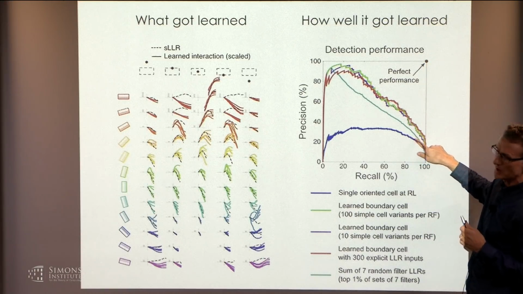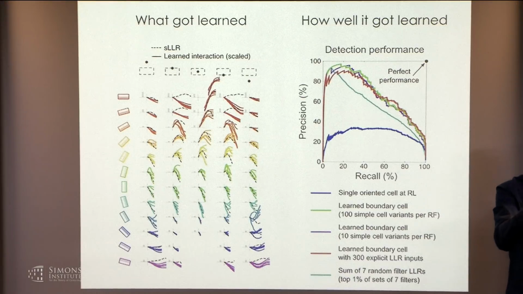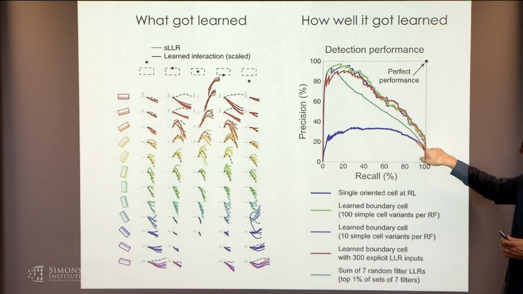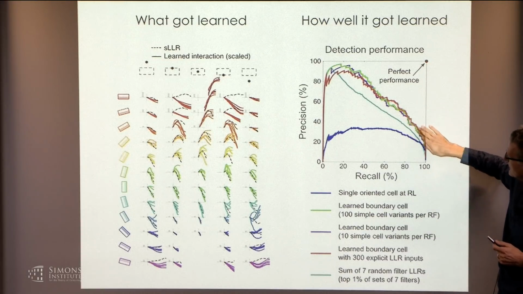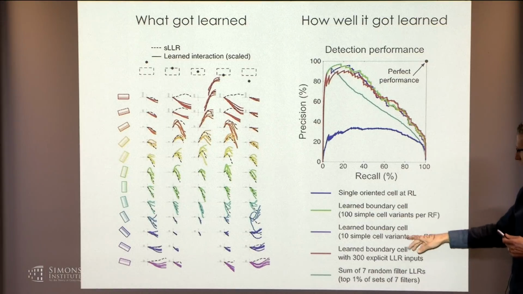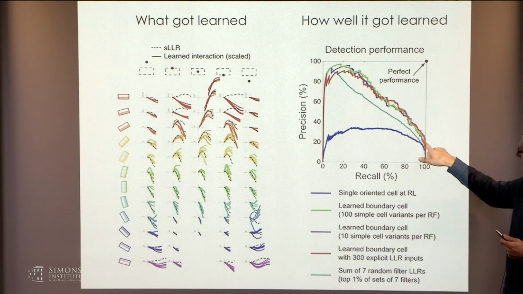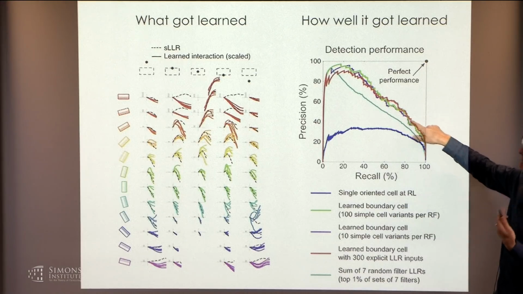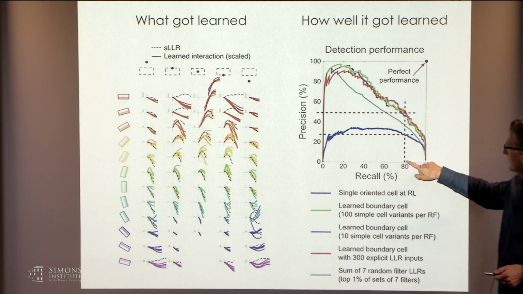This is what a simple cell, like the generic model of a simple cell that's a linear filter with a normalization, does. And it's very far away from this corner. The rest of these curves are just different variations of these simple cell models, with like 10 simple cell variants, like the one I showed you on the previous slide is this purple curve. But you could make 100 variants of the cell. It doesn't improve anything.